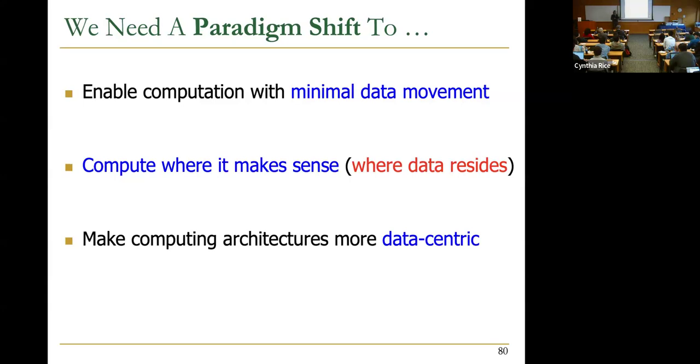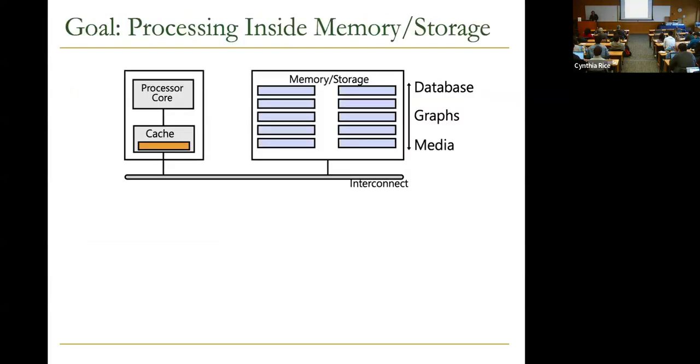We don't have any other option today in the processor, so we need to make computing architectures more data-centric. Clearly, this is easier said than done. I'm going to demonstrate it with memory, but I believe we need to do this anywhere where data resides.